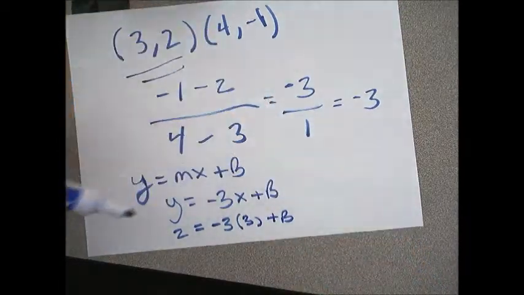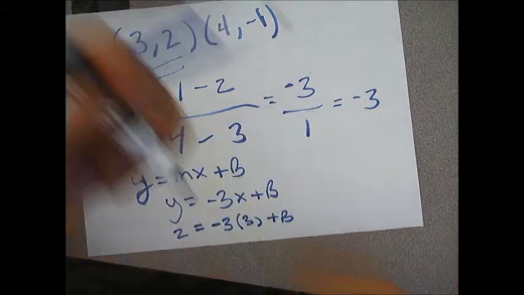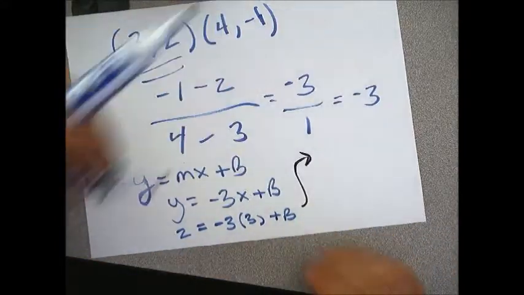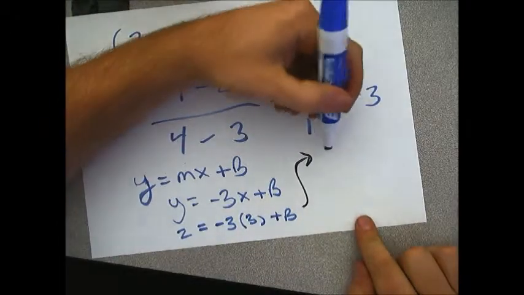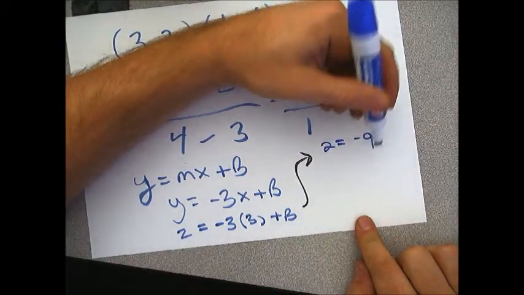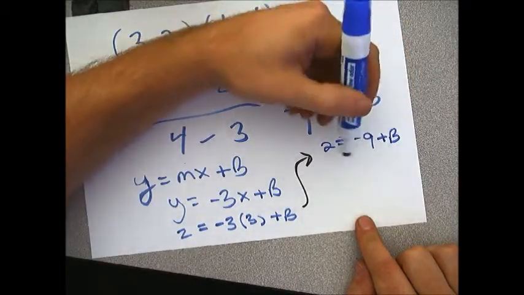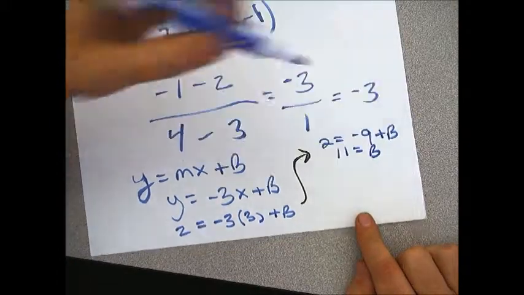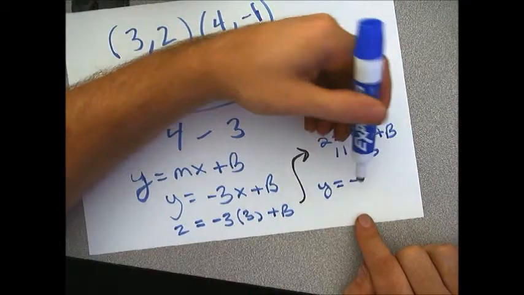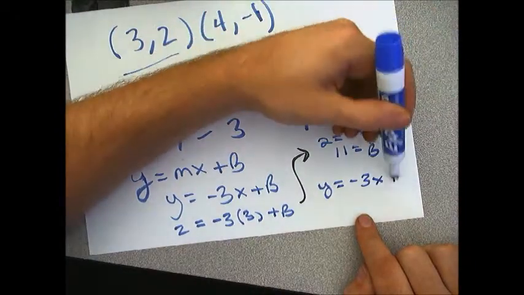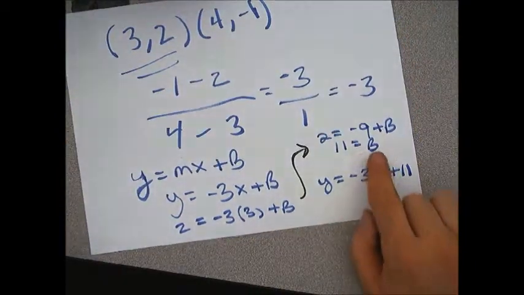Let's draw a little arrow here, and come up here, running out of room. So what am I going to say? Negative 3 times 3 is negative 9. So 2 is equal to negative 9 plus b. Add that over. 11 is equal to b. My equation is y equals negative 3x plus 11. That's my b. We just found it.